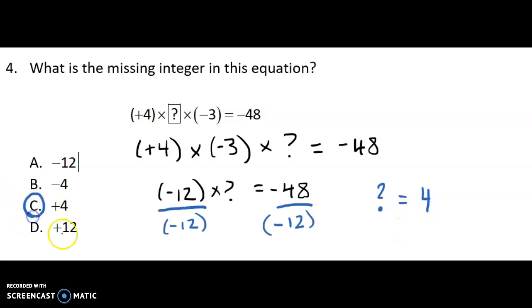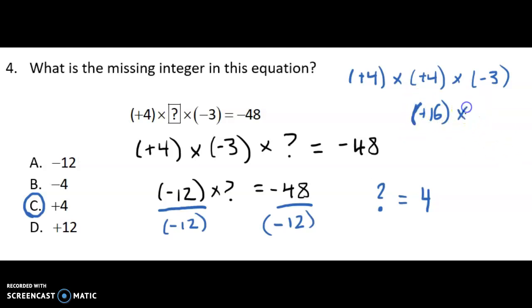Now just to verify my answer here, what I'm going to do is I'm going to take the question mark and replace it with the positive 4 and see what I get. So I've got positive 4 times positive 4 times negative 3. 4 times 4, that's going to give me 16, so positive 16 multiplied by a negative 3, which gives me an answer of negative 48. So that's verified right there.